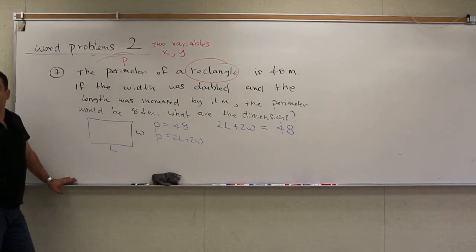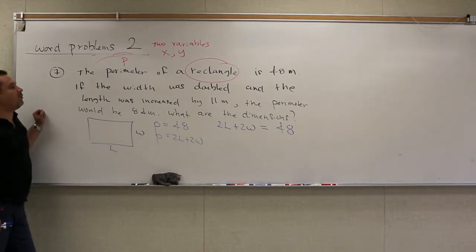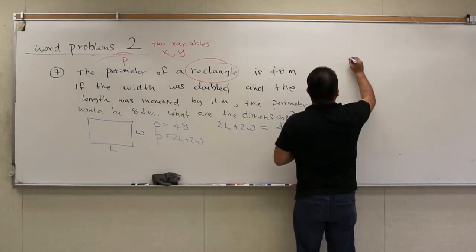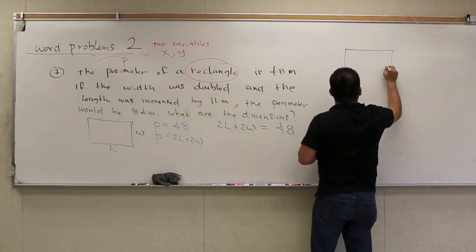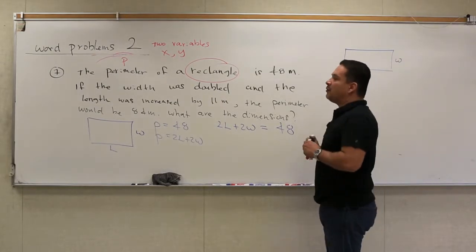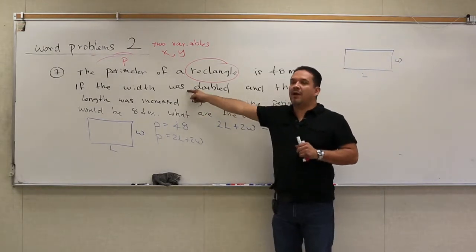Okay, you guys okay with that? All right, what does the next sentence say? It says, if the width was doubled and the length was increased by 11. So what are you doing with this rectangle now? Right, here's the original rectangle. It has dimensions L and W. So what are they doing to this rectangle? They want to do what?